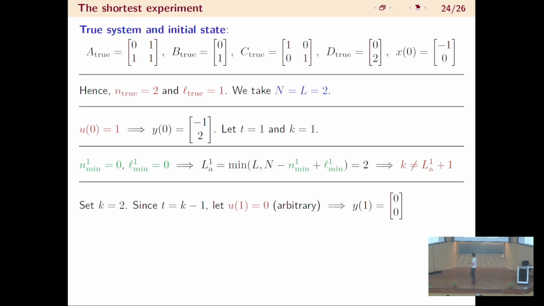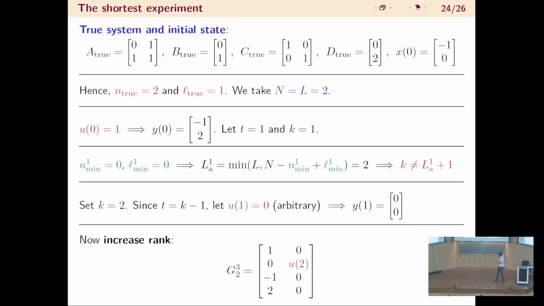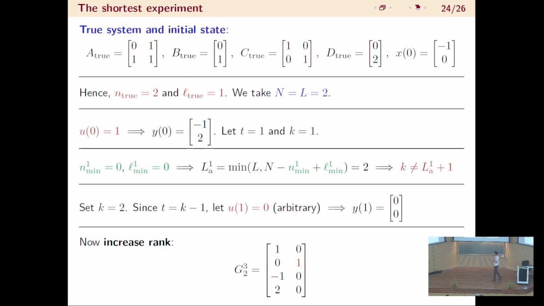In this case, something interesting is happening. Because k is equal to 2, and I only have one data point, I do not have enough data to fill my Hankel matrix. In this case, you can choose U to be arbitrary, and we measure the corresponding output. Okay. Now the idea is, for this fixed depth 2, to increase the rank of the Hankel matrix. So how to do that in this case? Well, for time 2, I just choose U2 to be non-zero, right? Let's say 1.